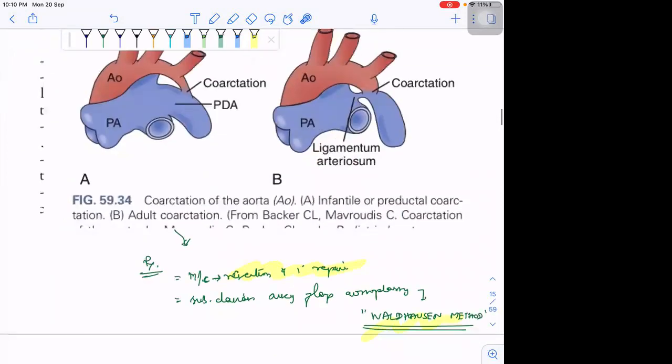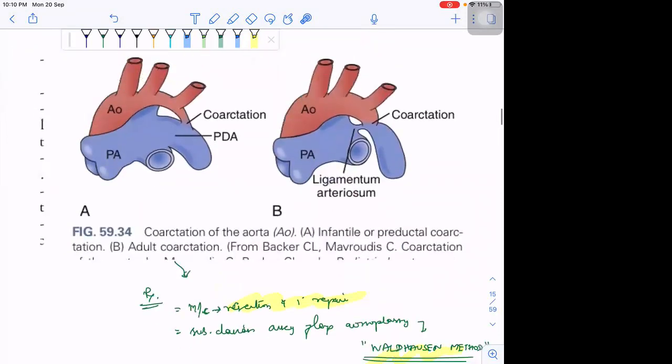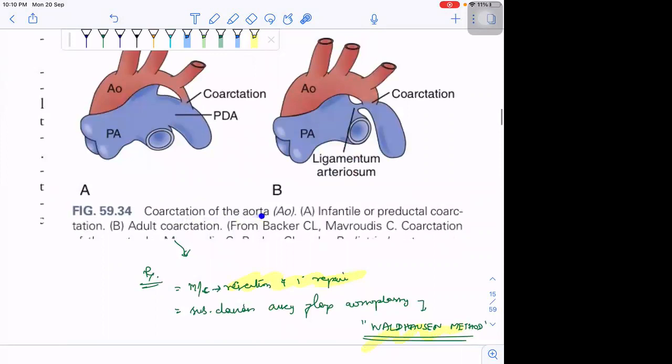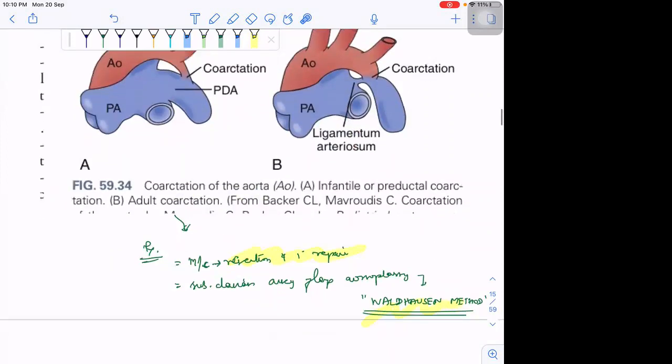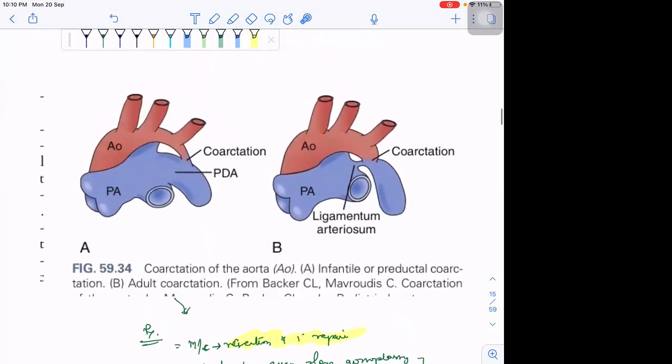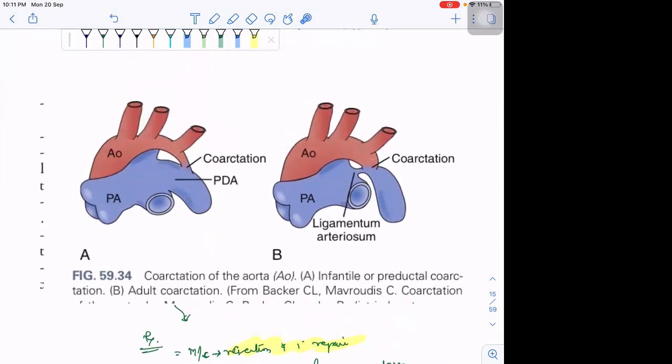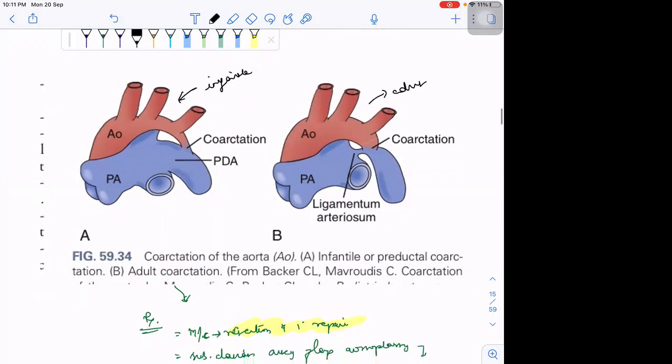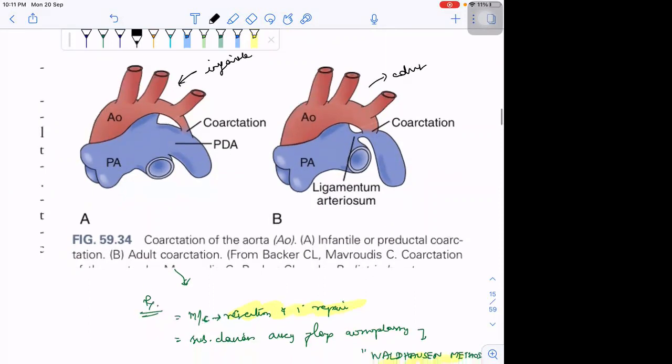Next, figure 59.34. They are telling about coarctation of aorta, just to see the treatment of the coarctation. No need to see this diagram. They are just telling this is infantile, preductal, or this is adult coarctation of aorta.